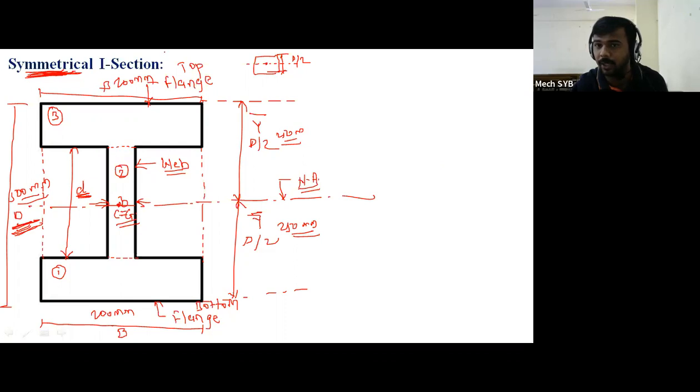Now I have to calculate the Ix. Now how is it to be calculated? So there are two formulas for the Ix calculation.